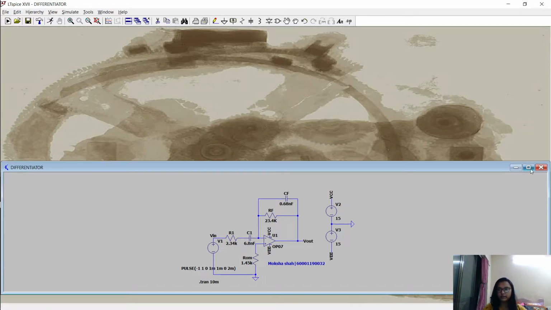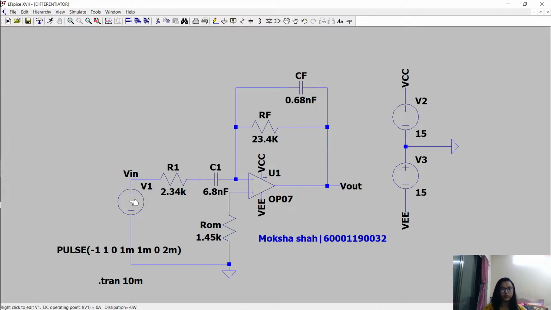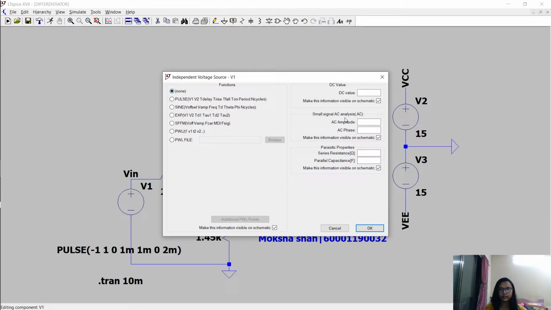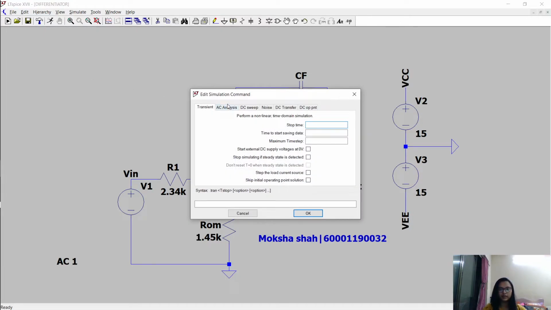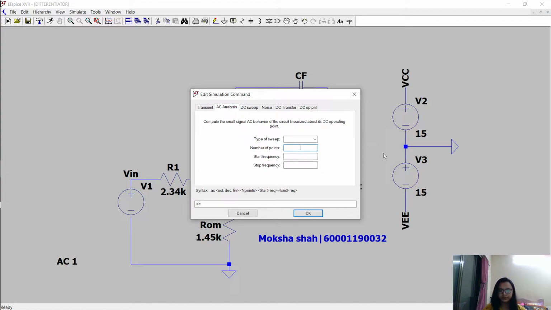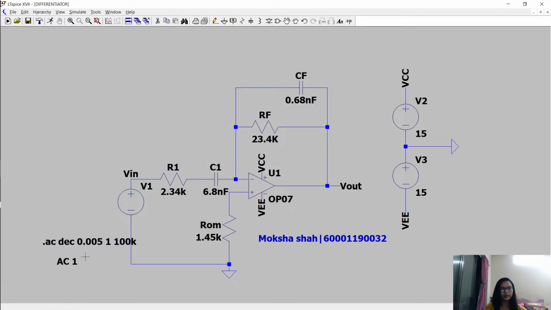Now I'll be showing you all the frequency response. For that I'll right click and make it none, give the amplitude as 1, click on OK, and then I'll remove this, escape, then go to simulate, go to edit command, then go to AC analysis, go to type of sweep, that is decade. The number of points per decade is 0.005. The start frequency is 1, and the stop frequency is 100k. Click enter and place it over here. Now run.